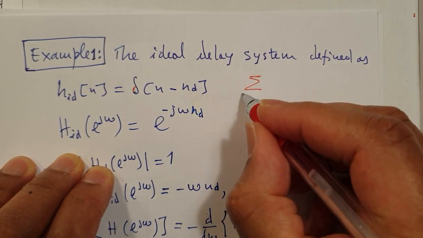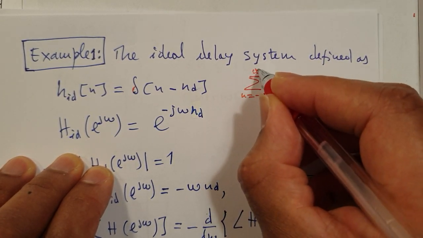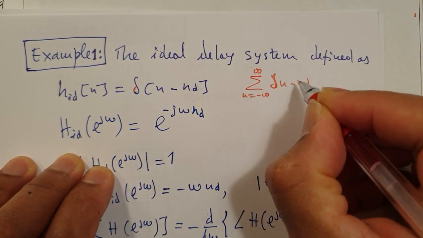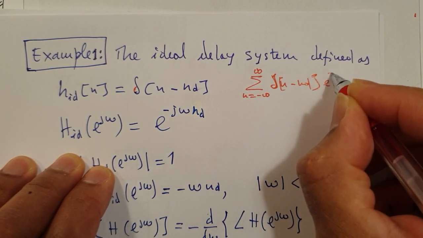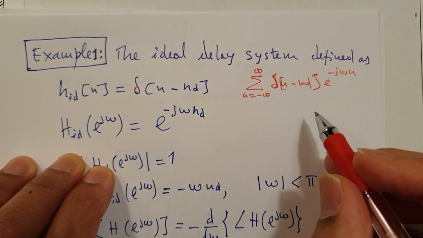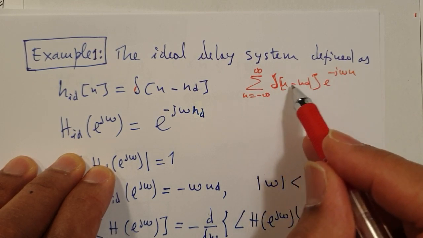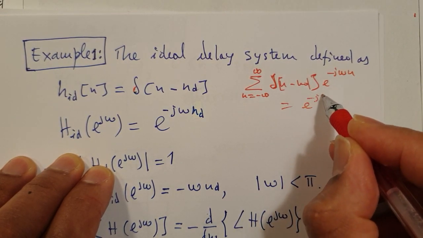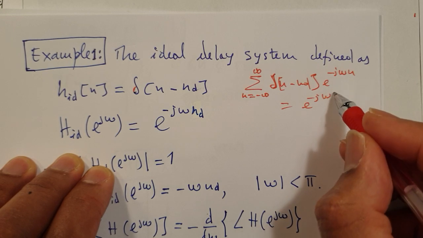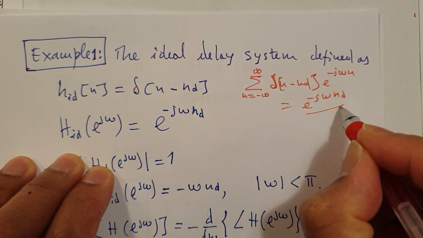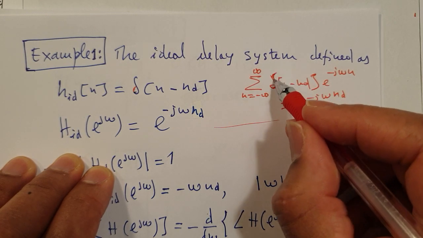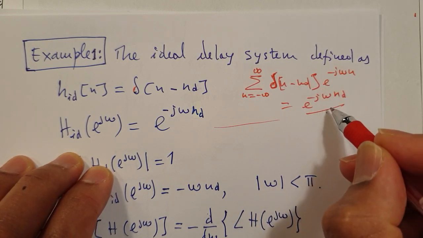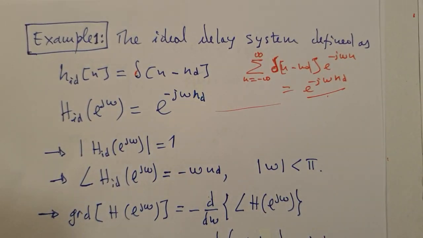Actually, if you do it here, you see that if I apply the Fourier transform, the sum of n from minus infinity to infinity of delta n minus nd times e to the minus j omega n, this will exist only for n equals nd, so the result is actually e to the minus j omega nd, as you can see here, because this delta only has one sample located at n equals nd. All right, so that's the ideal response.